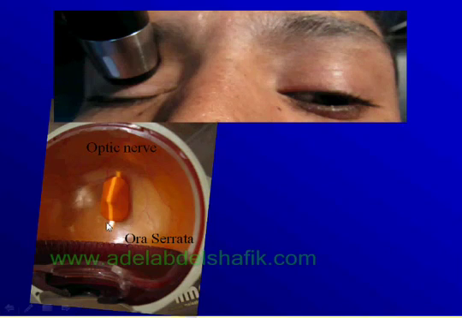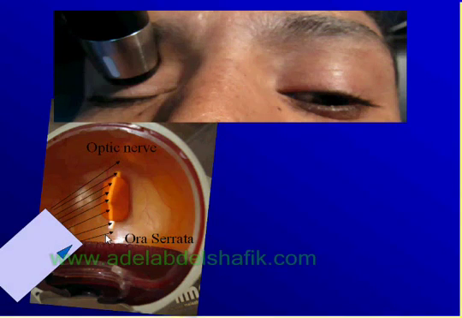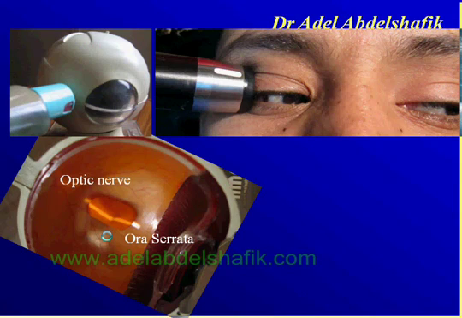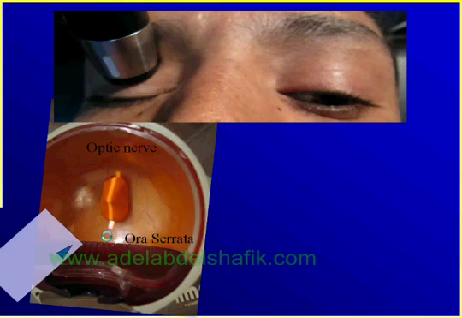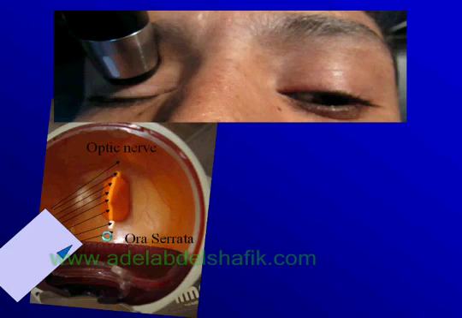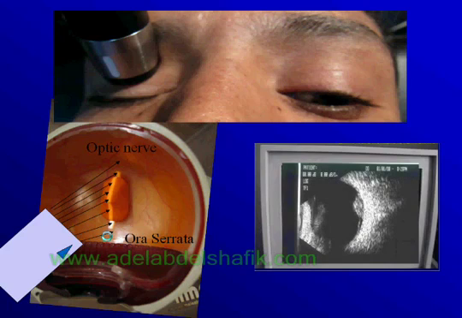So if you have a lesion like this, the ultrasound will start from the ora serrata and gradually will go toward the optic nerve. And on the screen, the upper part means toward the ora serrata and the lower part means toward the optic nerve. So we are giving a longitudinal section of the lesion. We can say how far this lesion is extending in anteroposterior direction toward the ciliary body and toward the optic nerve.